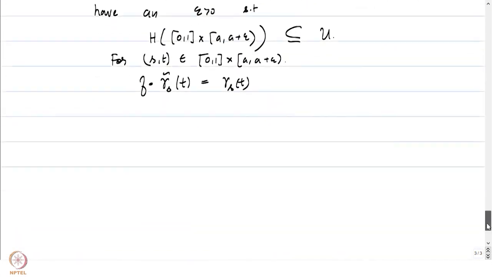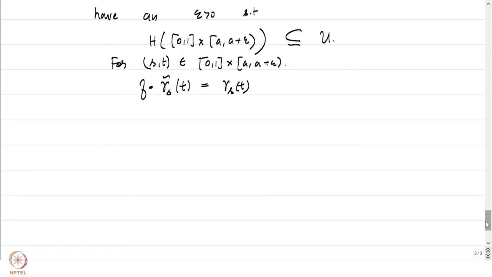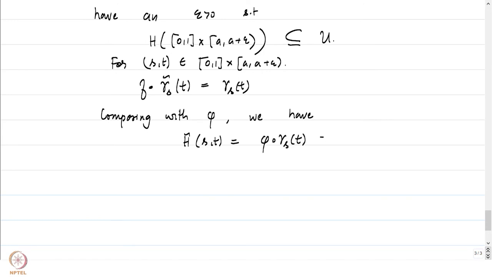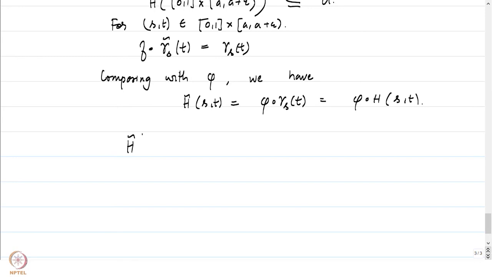And because this is getting mapped to within V by composing with phi, which makes sense, we have h tilde of s, t is equal to phi composed with gamma s of t, which is just phi composed with h of s, t. This just tells us that h tilde restricted to [0,1] cross [a, a plus epsilon] is continuous.